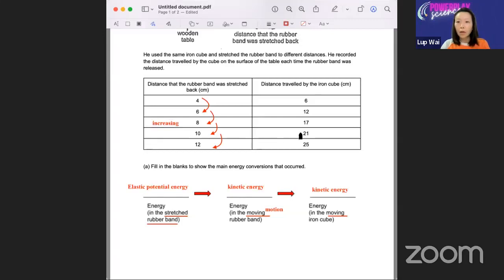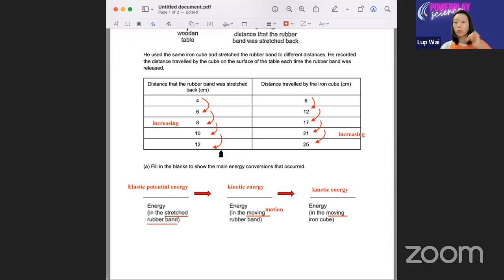Right? How about here? 6 to 12, 12 to 17, 17 to 21, 21 to 25. What do you see? Same thing here, is increasing. So you can see the relationship between them. When the number go bigger here, the other side also go bigger, becoming bigger number. Right? So you can see that number is increasing and here is also increasing.